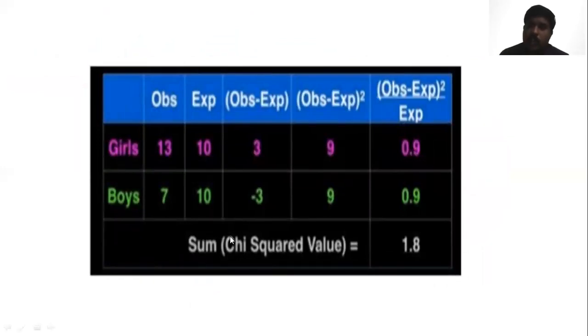So it's normally a given one for girls and boys in a particular class. Observation is 13, but a normal expected value is 10. That is the equal ratio. But the observation is nothing but 3 and 7. So what's the difference? For girls it's plus 3, for boys it's minus 3. But when considering the formula, for girls the value is 0.9, for boys the value is 0.9. So the total chi-squared value is 1.8.